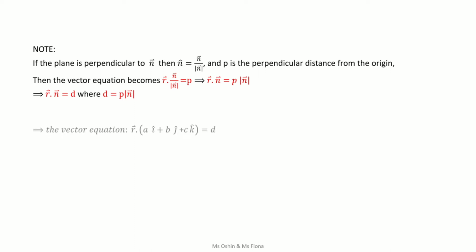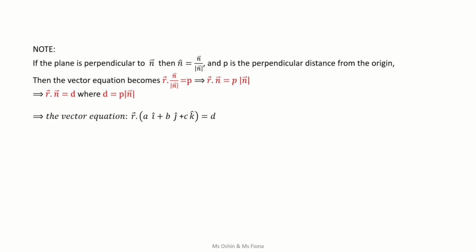Therefore, the vector equation will be vector r dot (a i cap plus b j cap plus c k cap) is equal to d, where a, b and c are the direction ratios of the normal vector. To get the Cartesian form, let us substitute vector r as x i cap plus y j cap plus z k cap, and then let's take the dot product. Therefore, ax plus by plus cz is equal to d becomes the Cartesian form of the equation.